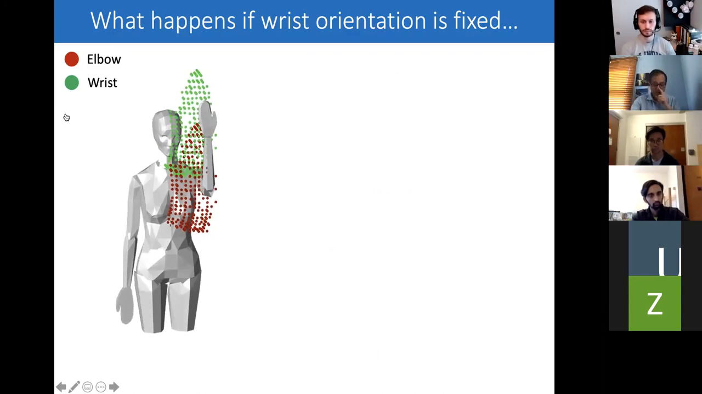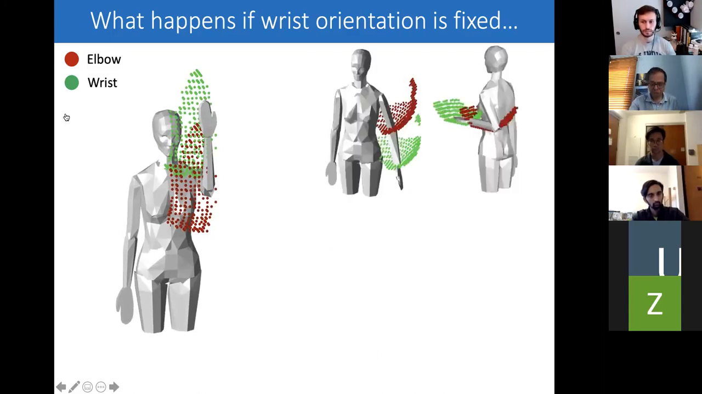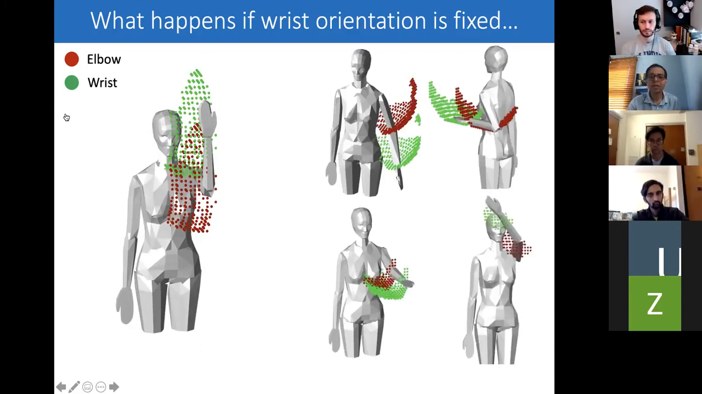So now you can see this for different orientations of the wrist. When the wrist is oriented in this way, the red point cloud is where the elbow can go. You can keep that wrist orientation like that, and you can move your elbow and your lower arm to keep the wrist orientation like that. Then the elbow can only go to these red points.